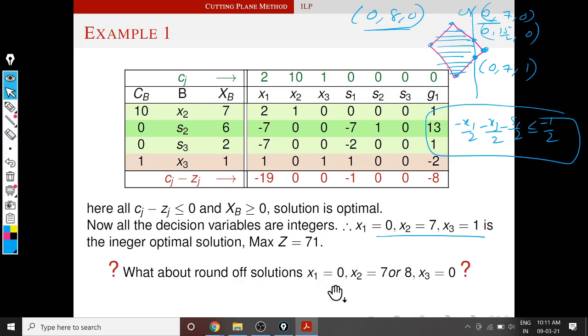What about the rounded solutions? If x1 equal to 0, x2 is either 7 or 8, x3 equal to 0. Either these two solutions are not feasible, which means they do not satisfy our given constraints, or they are not optimum.